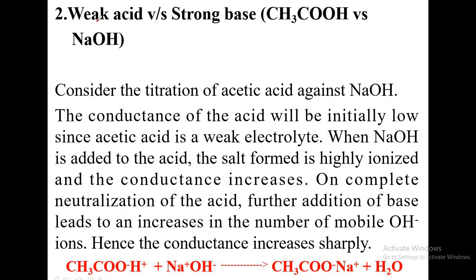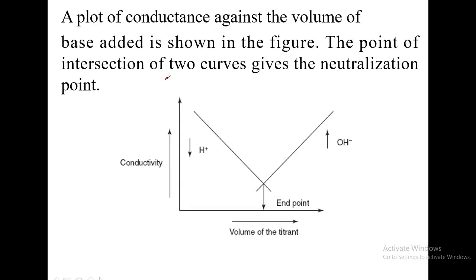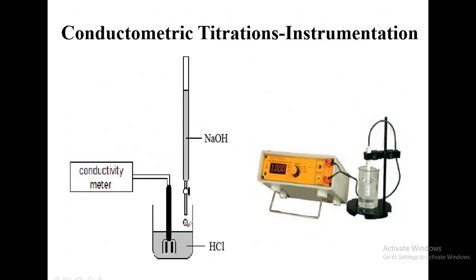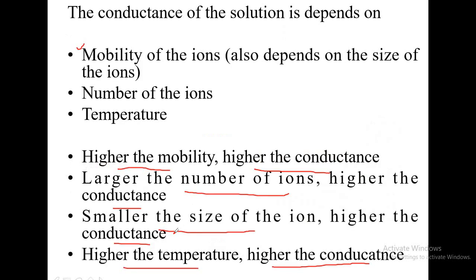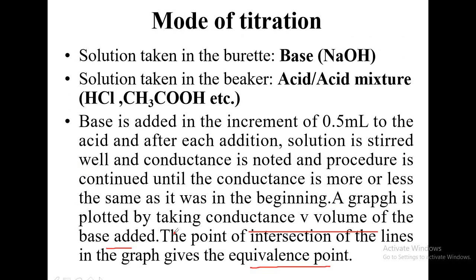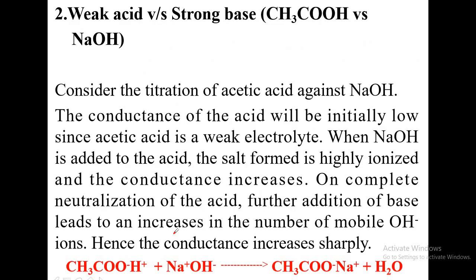Moving on to another case, weak acid versus strong base titration. In this case, instead of HCl in the beaker, we are taking acetic acid, and the solution in the burette is the same. Since a weak acid is taken, we know that it is a weak electrolyte which does not undergo complete ionization. It undergoes partial ionization in the solution, so the number of ions will be very small. So there will be a limited number of H plus ions in the solution in the beginning. As a result, the conductance observed is very low.